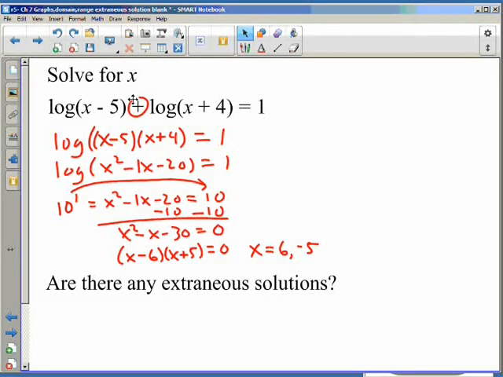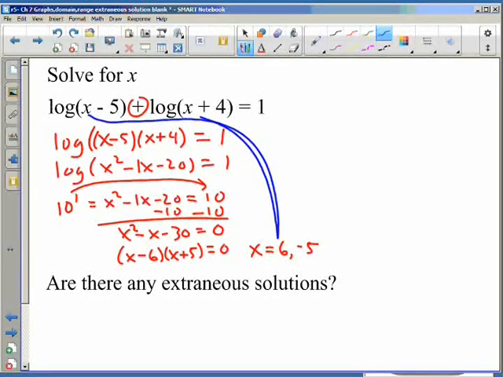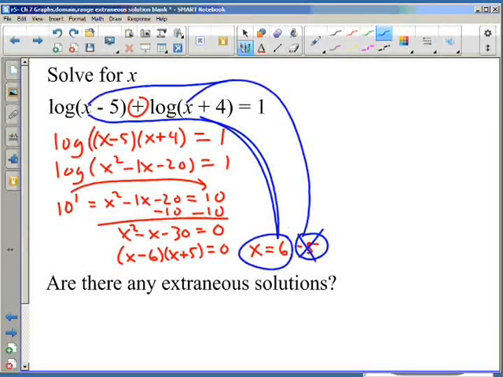We go to check our answer, and the positive 6 doesn't have any issues. We get positive arguments, but when we plug in a negative, we get 2 negatives. It wouldn't matter, either one. If it's negative, we've got some undefined issues here. So we're to a point now where we can eliminate the negative 5, our answer is x equals 6. Are there any extraneous solutions? Yes, there are. x equals negative 5 is not a solution.